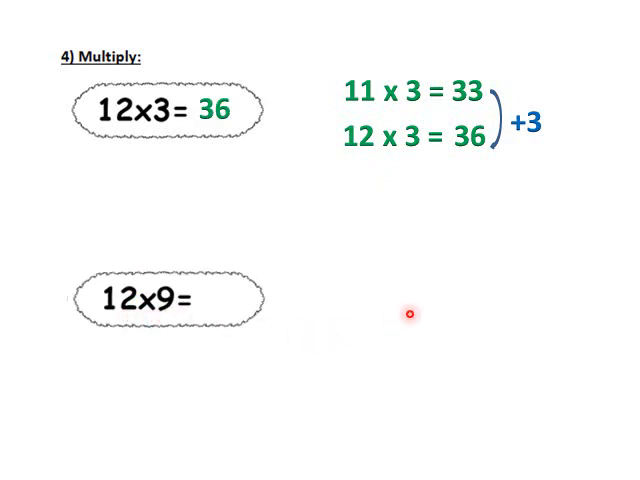Now 12 multiplied by 9. I will use the second way. So I will put them on top of each other. First, multiply the 9 by the digit in the units place. 9 times 2 is 18, but I can't write 18 here. So I will write 8 and I will carry up the 1 over the tens. Now 9 multiplied by the digit in the tens. 9 times 1 is 9 and add your carry up. So 9 plus 1 is 10. So what is this number? 108.